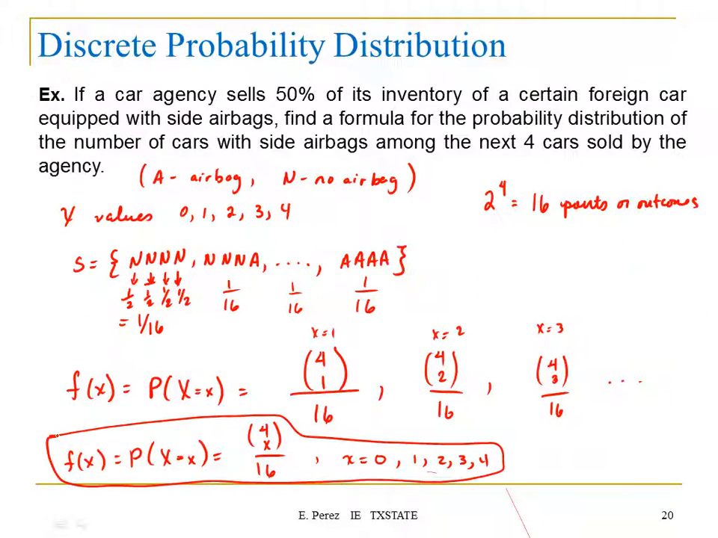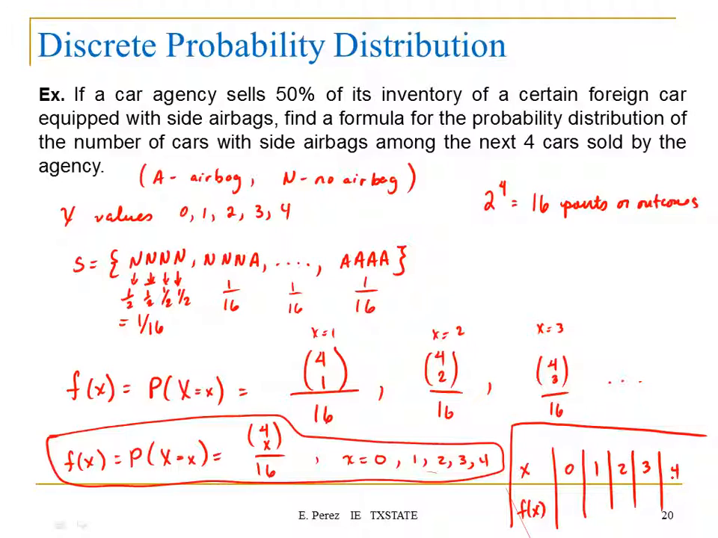And if you solve those numbers, then we can also define the probability function. So x and f of x: 0, 1, 2, 3, 4. This is going to be equal to 1/16, 4/16, 6/16, 4/16, and 1/16. And if you add those probabilities, that will be equal to 1.